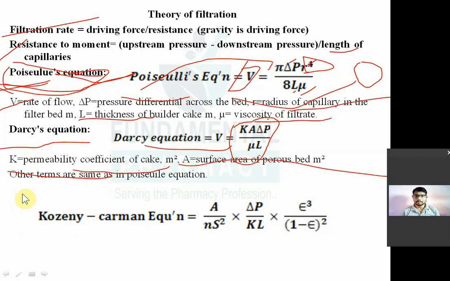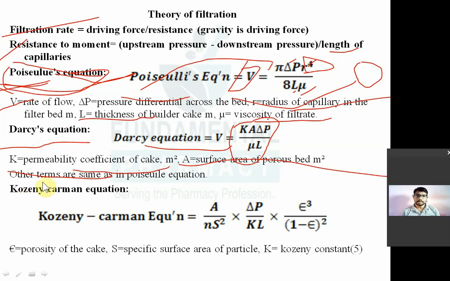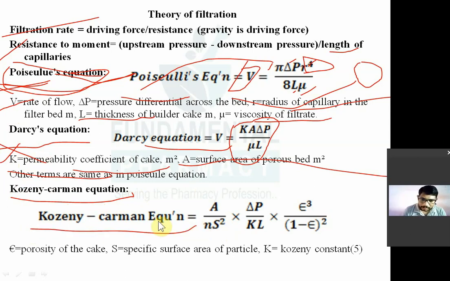Now this term, epsilon cube divided by (1 minus epsilon) whole square, is porosity. So the Kozeny-Carman equation has introduced this new term, porosity. It depends on how porous the cake is. If the solid cake formed on the filtration medium is very compact and does not have any capillaries, then the rate of filtration will decrease. If it is porous enough, then the rate of filtration will increase. That term is taken into consideration by the Kozeny-Carman equation.